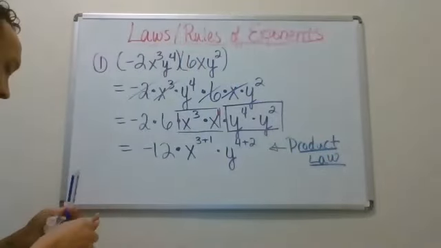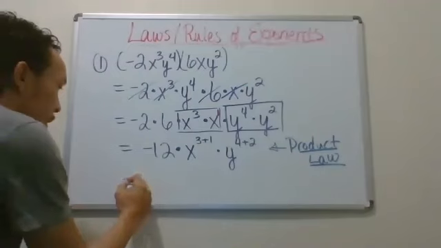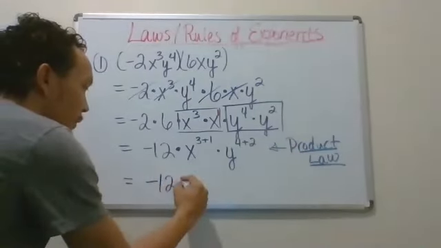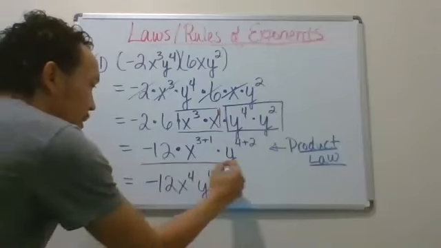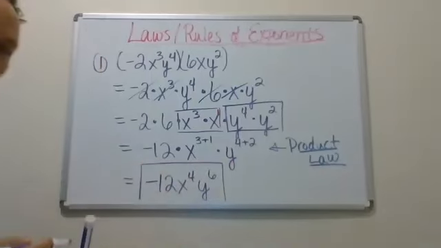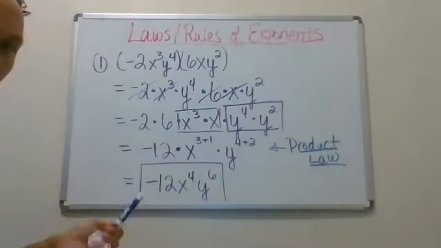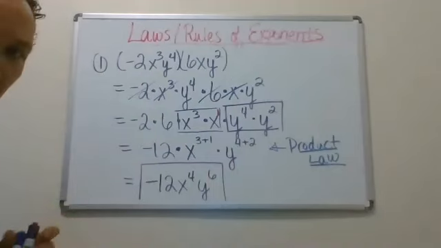So I got from here to here by using product law. And now we simplify to give me negative 12 x to the 4th, y to the 6th. Any questions? It's my final answer. Any questions?